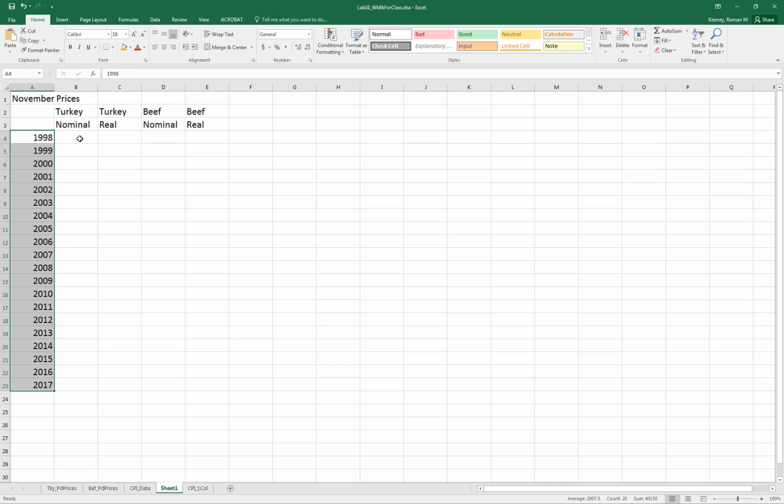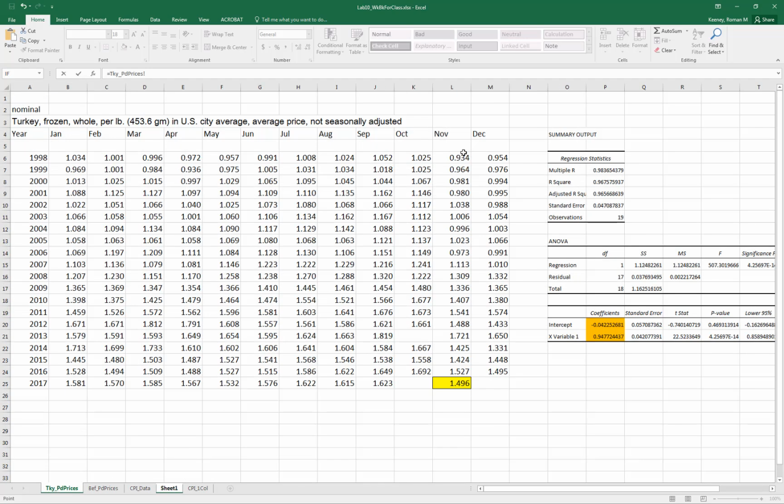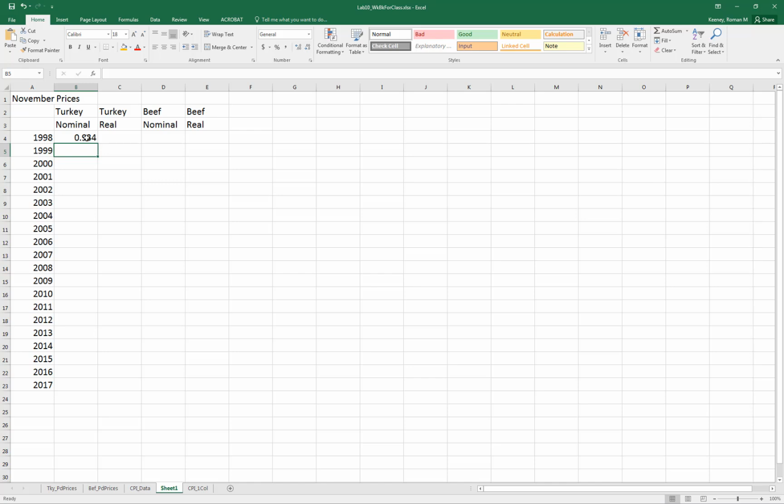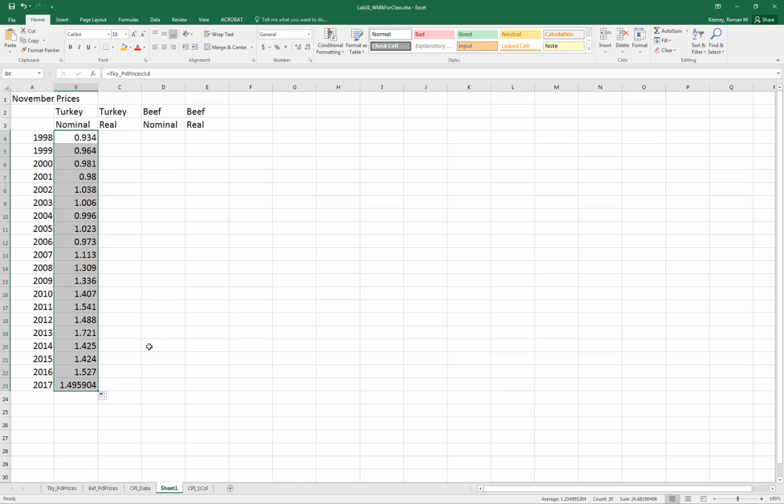Okay, and so to get the nominal prices, I'm just going to make a cell formula here. Turkey nominal 1998 is going to be equal to, go to your turkey price sheet, the November nominal price 1998 for turkey is right there in cell L6, hit equals, and it gets copied over, and then you can copy that formula straight down, and you'll have all of your November turkey prices in nominal terms for the entire period that we have.